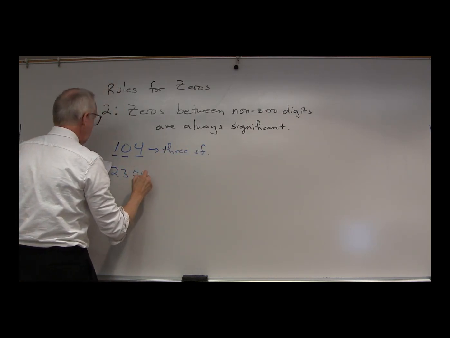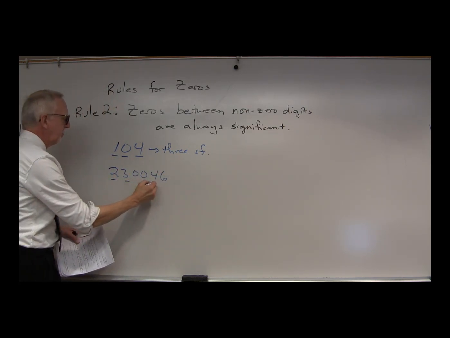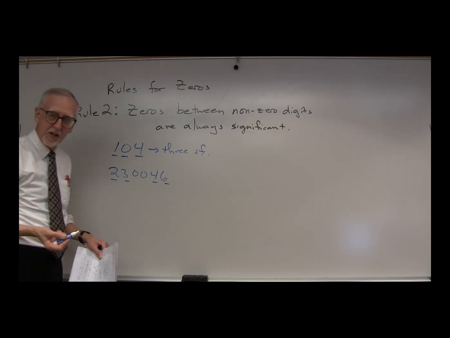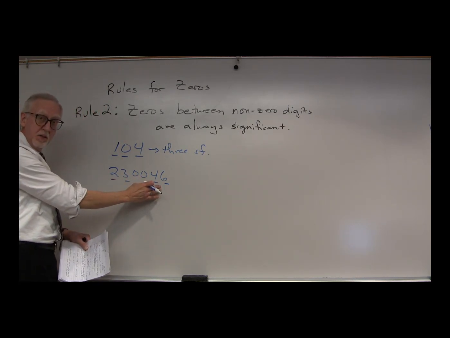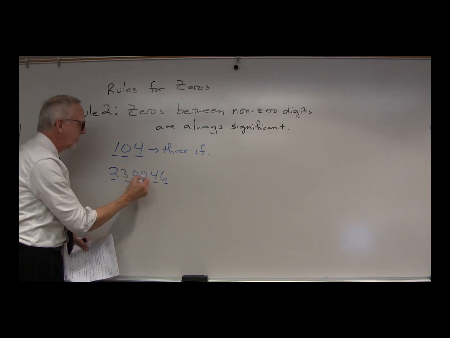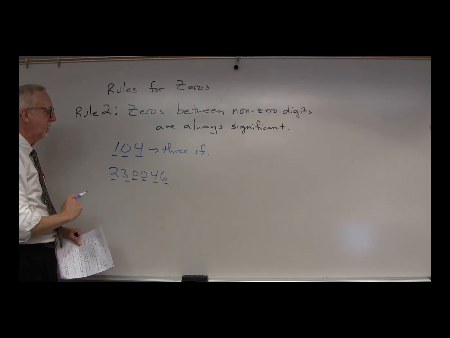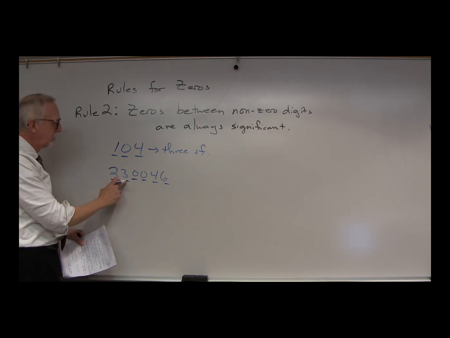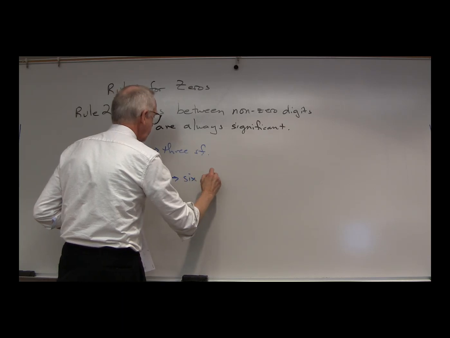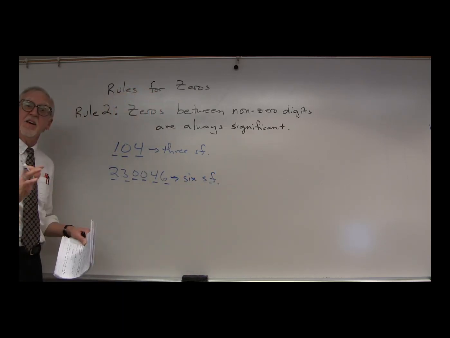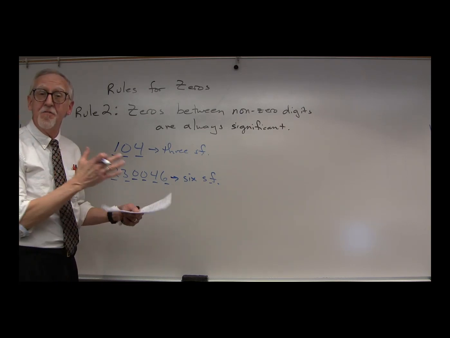2, 3, 0, 0, 4, 6. Again, the 2, 3, 4, and 6, non-zero digits, they are significant. These zeros are between non-zero digits, so they are significant. It doesn't matter how many there are in a row, they will all be significant. So how many does this one have? 1, 2, 3, 4, 5, 6. 6 sig figs.